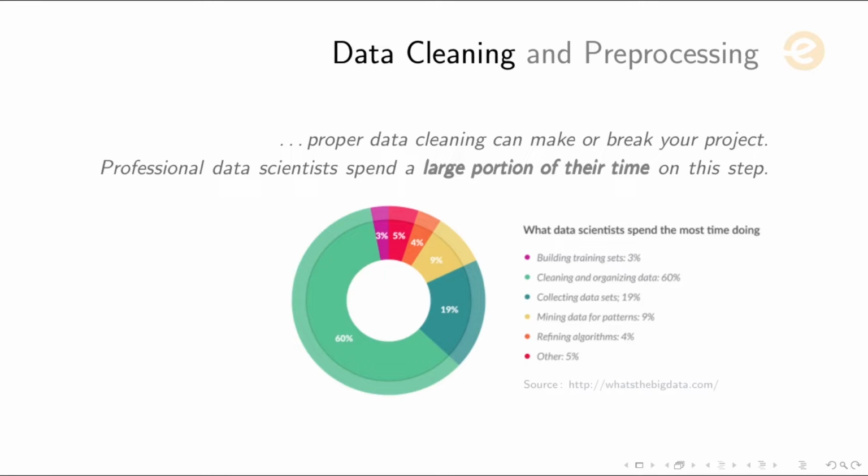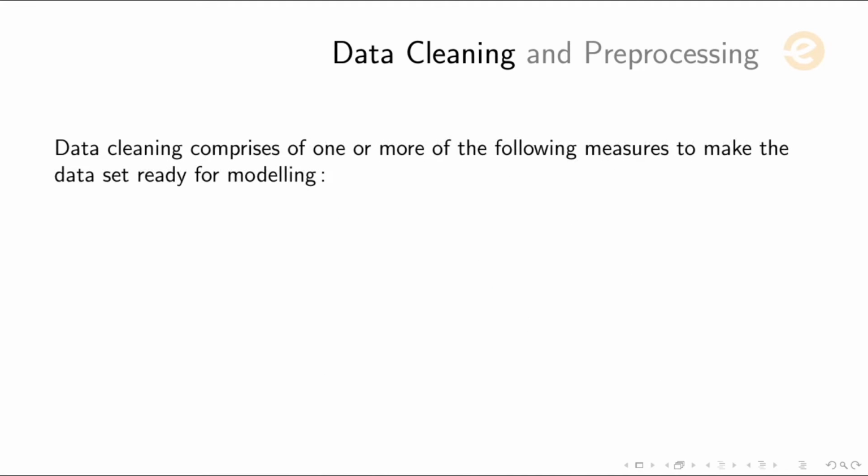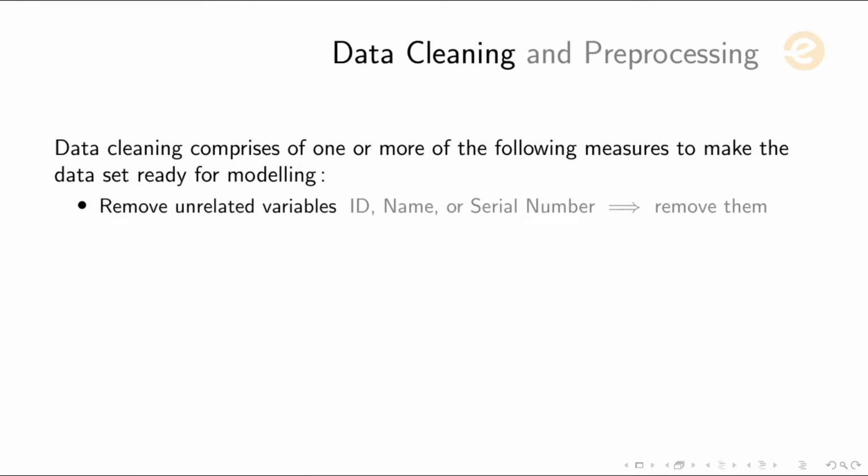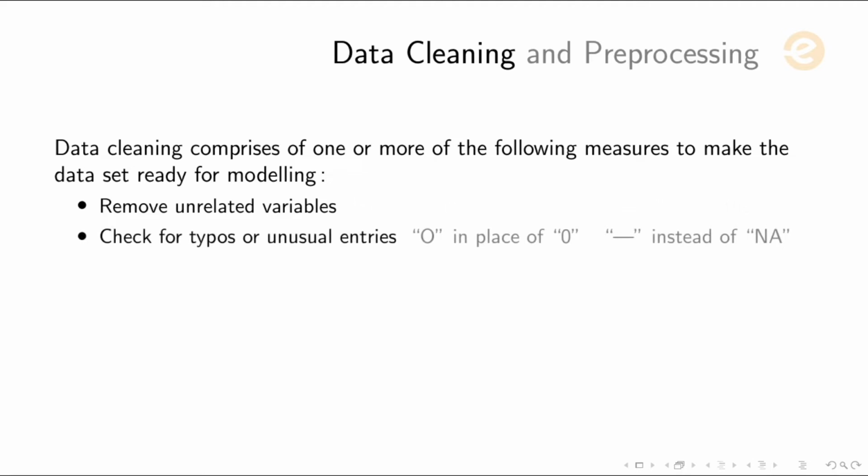It involves a lot of steps, and you need to make sure that everything is in place before you go to building the model. Now, for the basic steps in data cleaning, first of all comes removing the unrelated variables, like ID or name or serial number, that are not relevant in predicting your class. Next, you need to check for typing errors like a big O in place of 0, or where data was not available. Instead of NA, which is the standard R can read, a dash or something else is printed. So you need to make sure that they are all conventional and right.